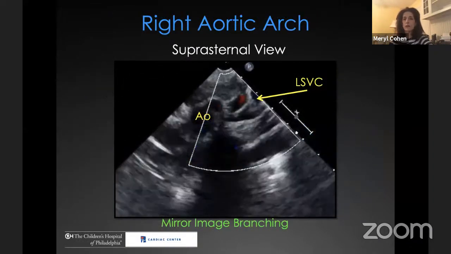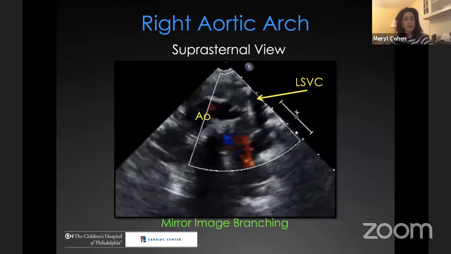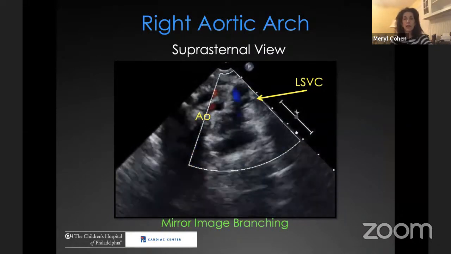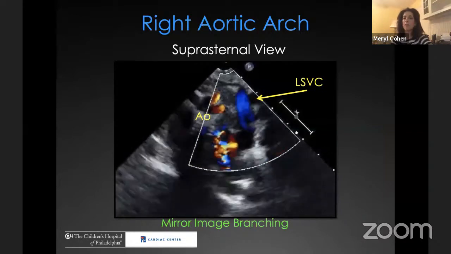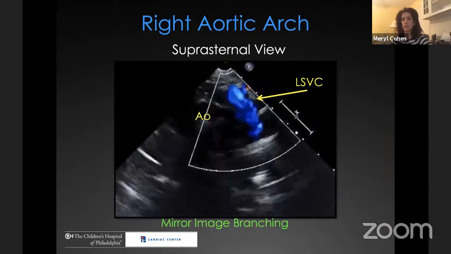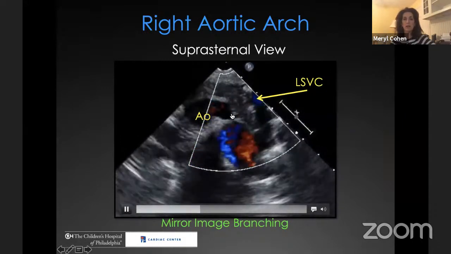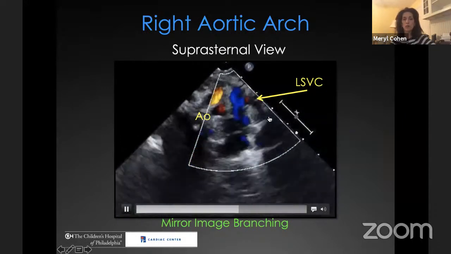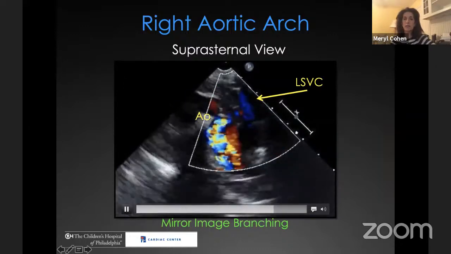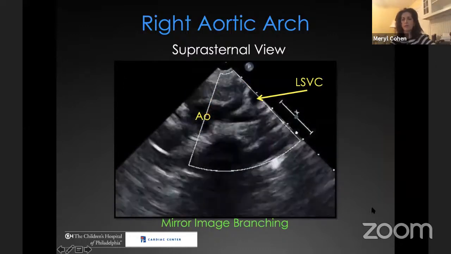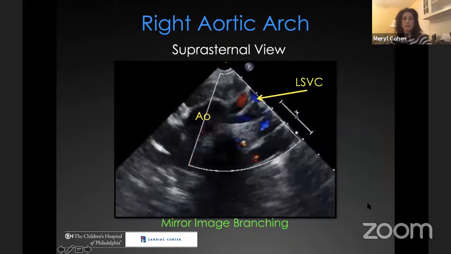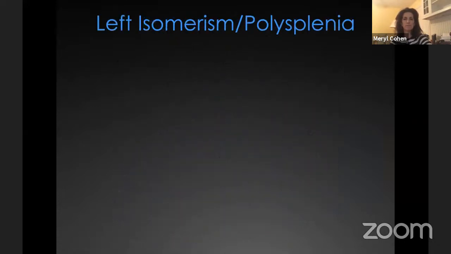As I noted, right aortic arch is quite common, and because, again, this is heterotaxy syndrome, the most common type of right aortic arch we see is with mirror image branching. As you see here, you can see the carotid and the subclavian coming off towards the left in this patient, and this patient also happens to have a left superior vena cava. So mirror image branching is the most common.